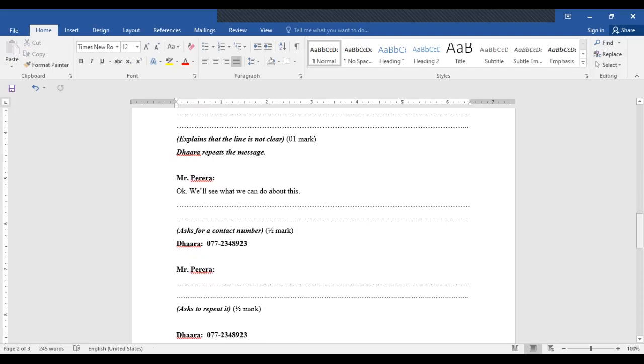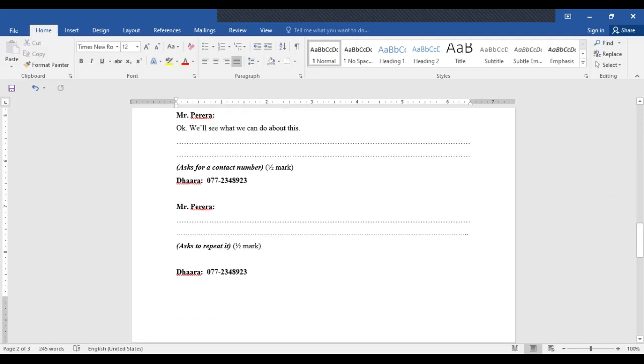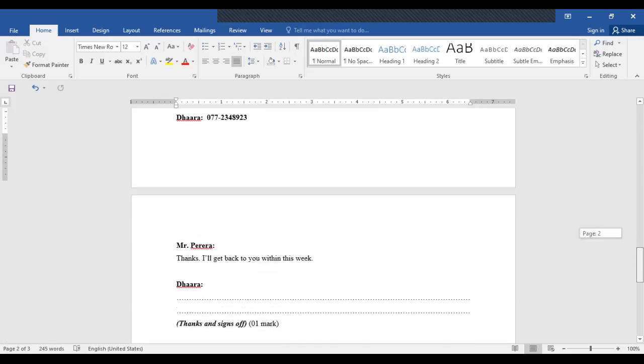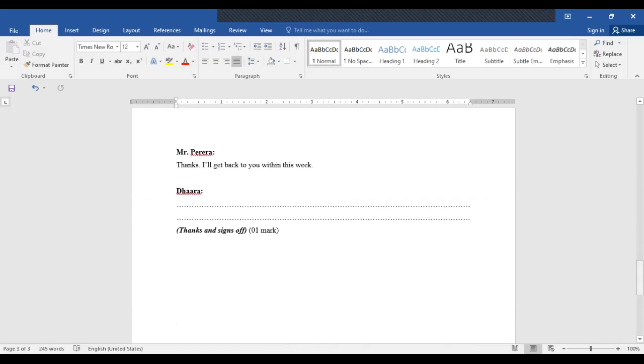Right, then Mr. Pereira says, okay, we'll see what we can do. Then he asks for a contact number. How does Mr. Pereira ask for a contact number? That is what you have to write here. Then Mr. Pereira asks Dara to repeat the contact number. How do you normally ask a person to repeat a contact number? Then Dara thanks and signs off. She ends the call. How do you normally end a call? What are the words and phrases that you normally use to end a call?